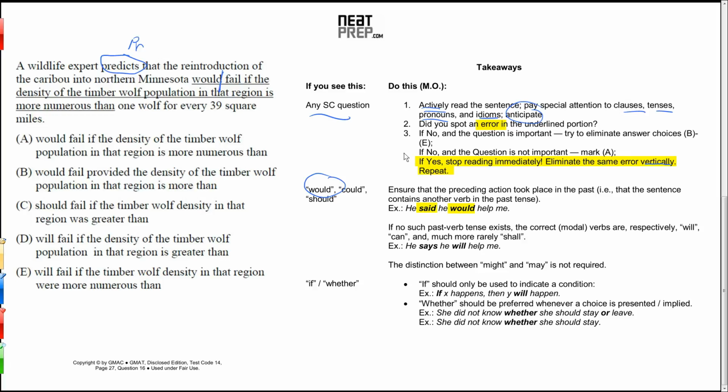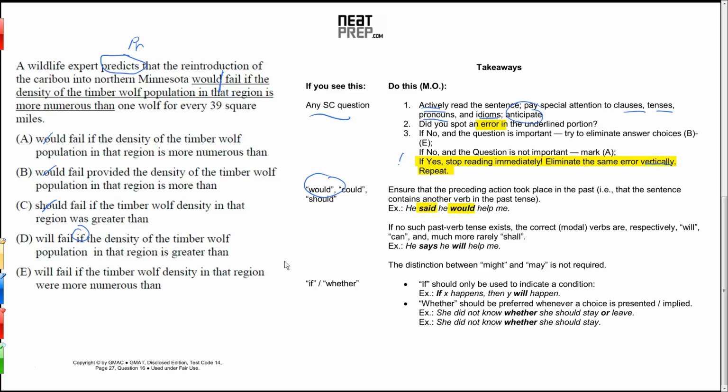So, what is the most important thing? As we said earlier, if we spot an error, we need to stop reading immediately, and we need to eliminate the same error vertically. If the original line included would, that means that option A is immediately eliminated, but I also see would here, so I eliminate B. Should changes the meaning of the sentence, and on this examination you're not allowed to do that. Therefore, immediately after about 5 seconds of work, I see that the correct answer choice is either D or E. I plug in D. So the expert predicts that the reintroduction will fail if.